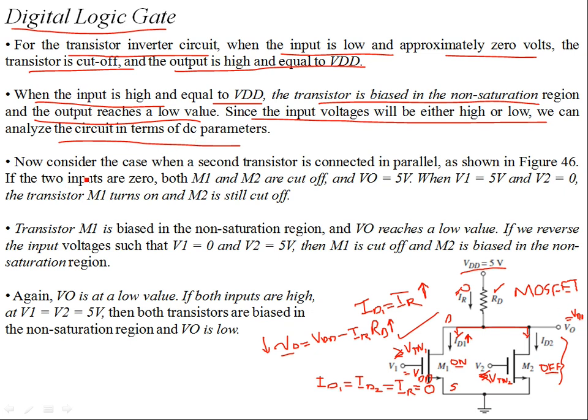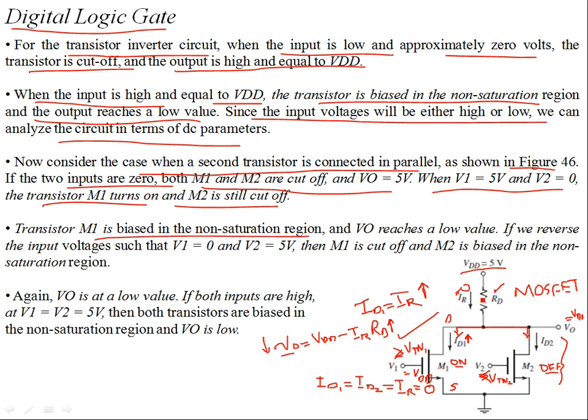So you consider the case when the second transistor is connected in parallel, which is shown in figure 46. We have talked about this. If the two inputs are 0, both are cut off, and V naught is 5. Well, that's easy to see. When V1 is 5 and V2 is 0, the transistor M1 turns on, M2 is still off. But transistor M1 is biased in the non-sat region. Why? Because the VDS is decreasing. VDS across M1 is V naught. So VDS is decreasing on the IV characteristics.